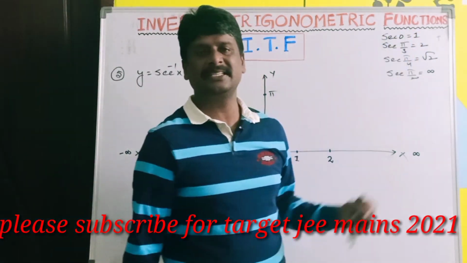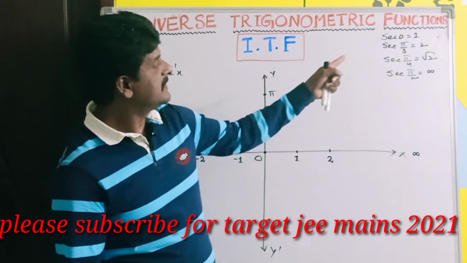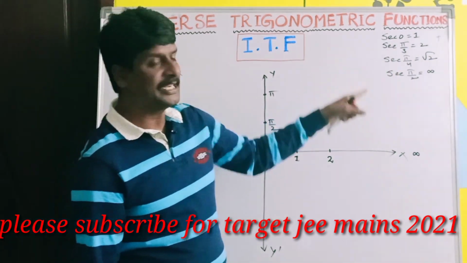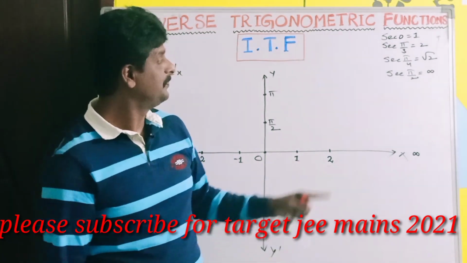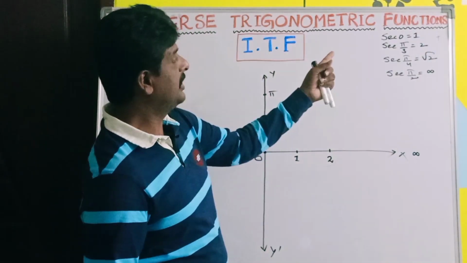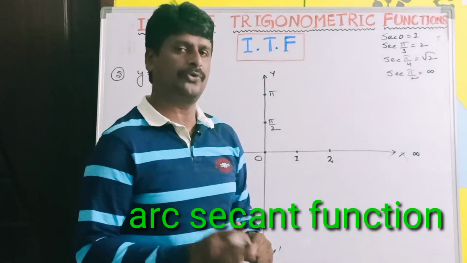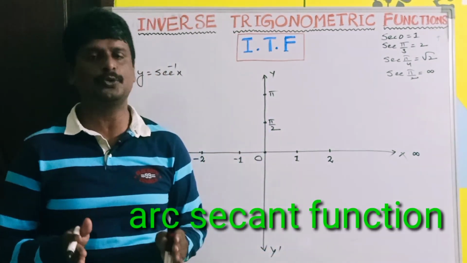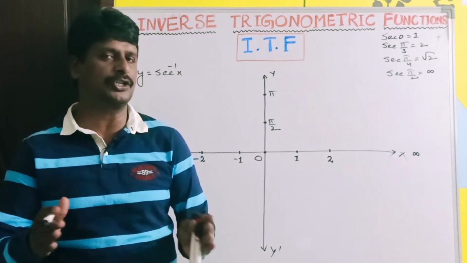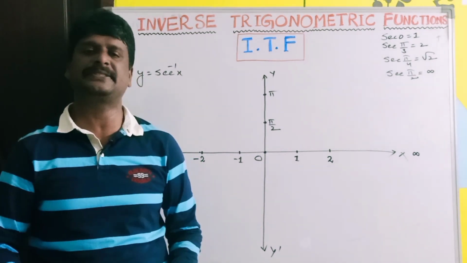Secant 0 degrees is equal to 1. Secant pi by 3, that is secant 60 degrees, is equal to 2. Secant pi by 4 is equal to root 2. And secant 90 degrees is infinity. Whenever its inverse exists, of course we have to restrict its domain so that it is one-one. By taking its range as codomain, automatically its inverse will exist.